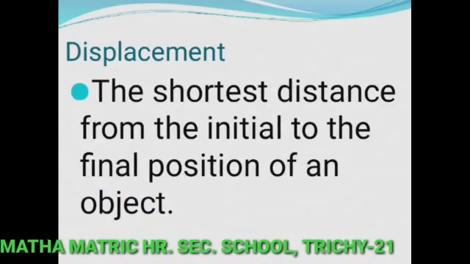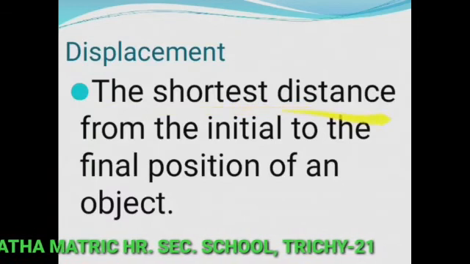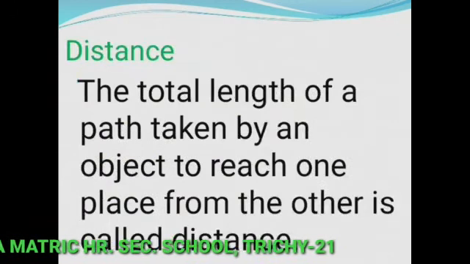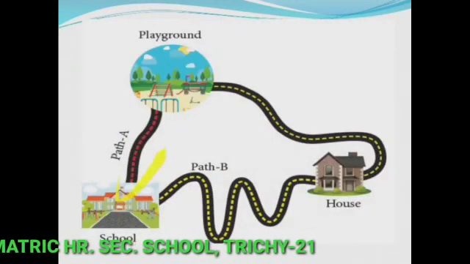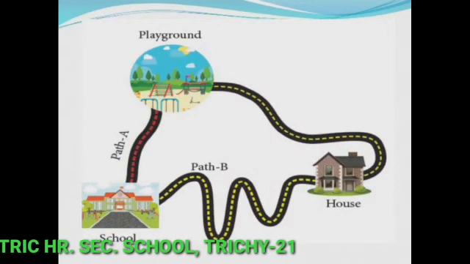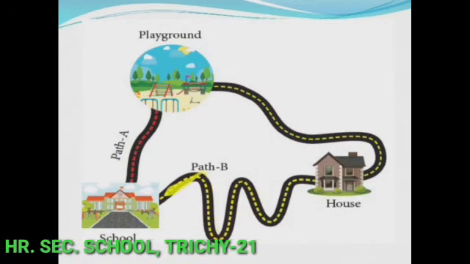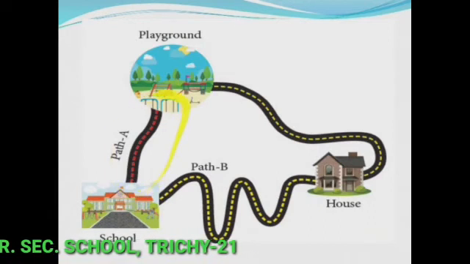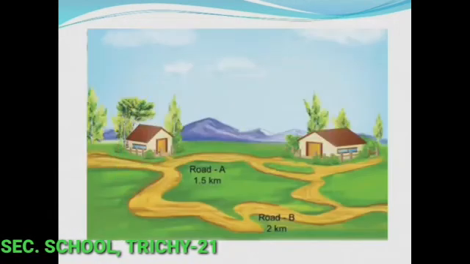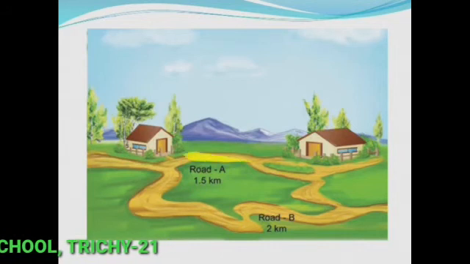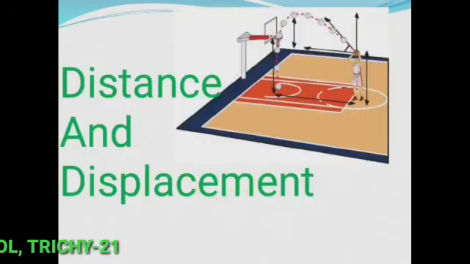Then what is displacement? The shortest distance from the initial to the final position of an object. So in this picture, this is the shortest distance. Okay, this is the total length of a path. So this is distance, this is displacement. Shortest distance is known as displacement. So here this is distance, then this is the shortest distance. So this is displacement. Road A is displacement.